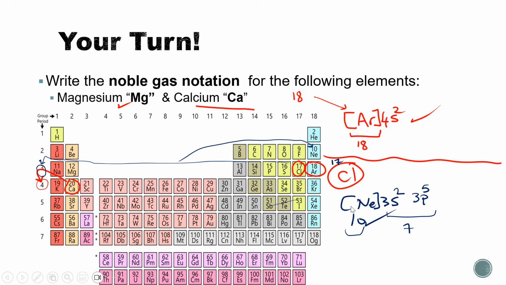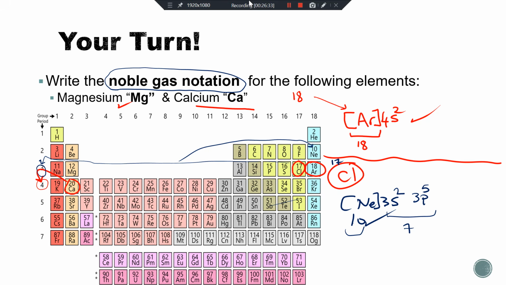Alright? Okay. So you can practice on writing noble gas notations. Like you can choose whatever element you want and then draw it and then write it down. And yeah, you can check your solutions online. Alright.